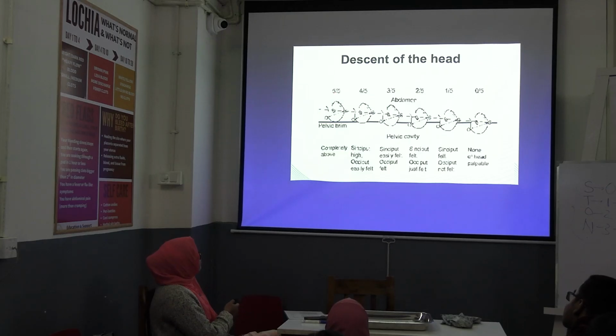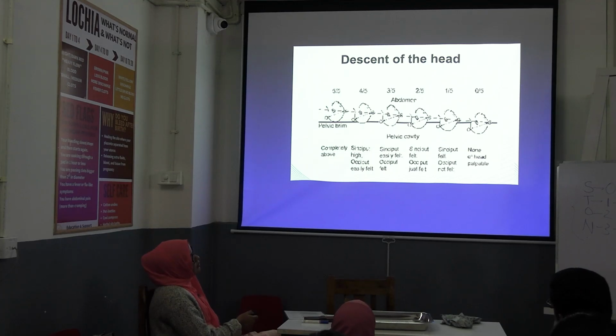5 by 5 means completely above the pelvic brim, and how much of the fetal head is palpable above the pelvic brim, you write it as 5 by 5 or 0 by 5. Because nothing is palpable, you will write 0 by 5. No head is palpable. If the whole of the head is palpable, you will write 5 by 5. If you can just palpate the sinciput, the glabella and sinciput, and you can't palpate the occiput, you will write 1 by 5. Or that is palpated with difficulty.